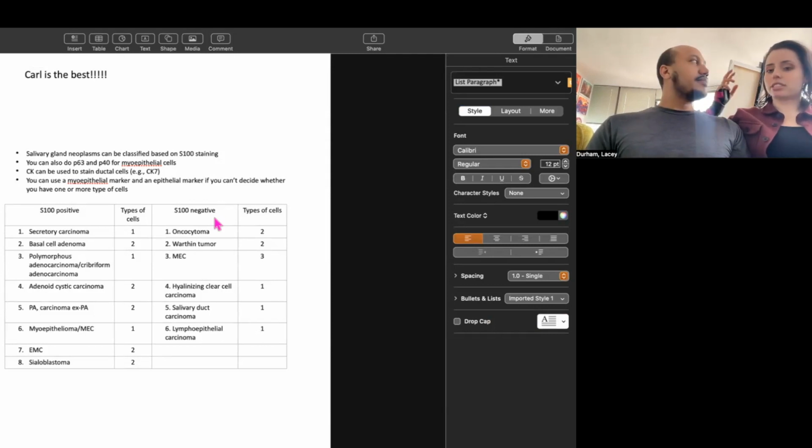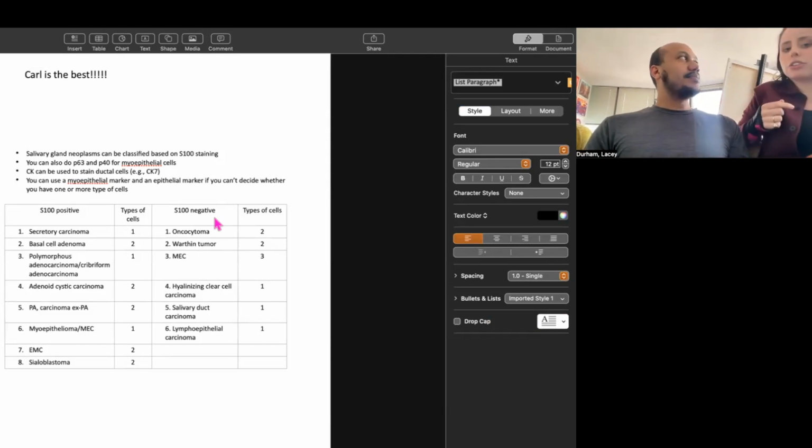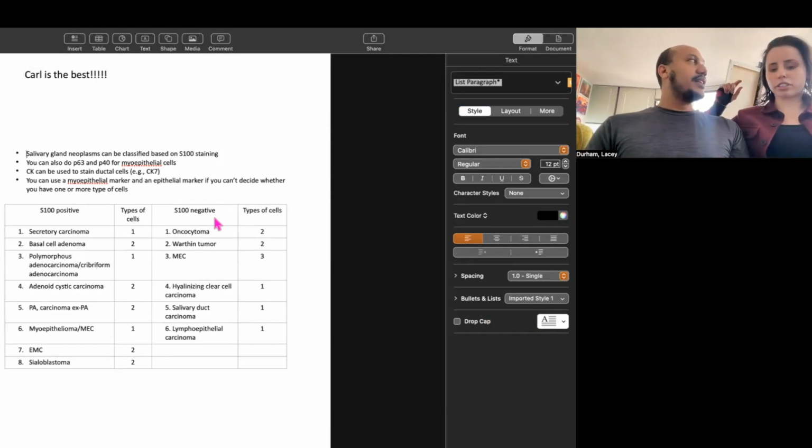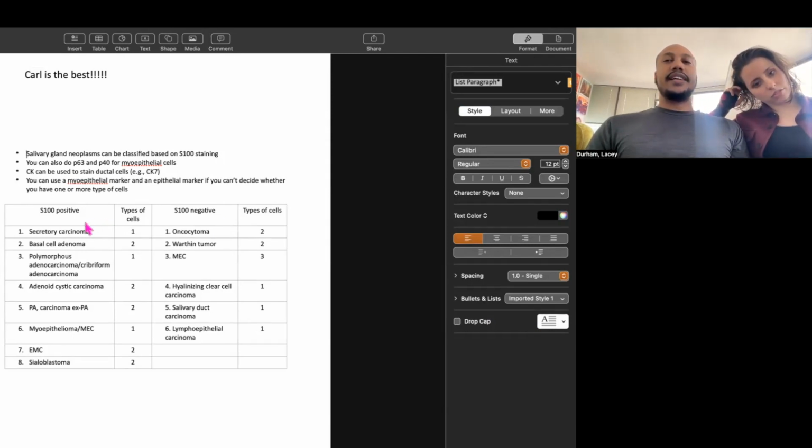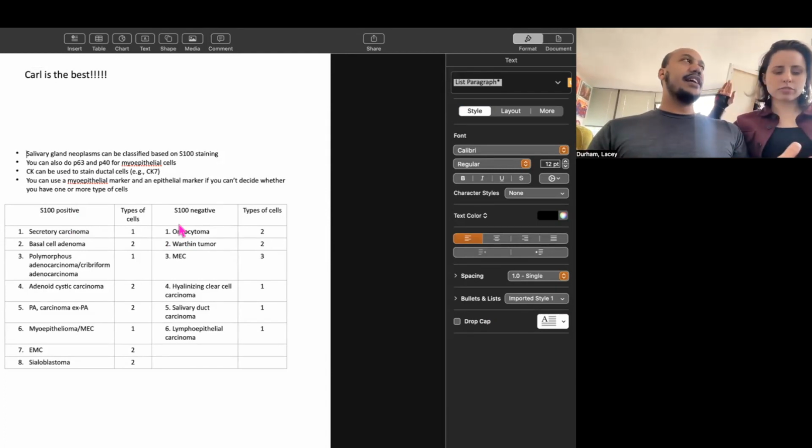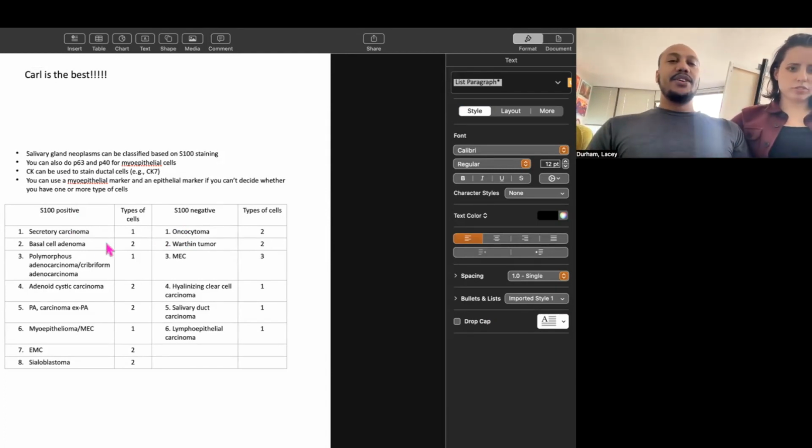Now it's making more sense, the case that you were telling me about, how you got to the S100 part of it. Yeah. Okay. Yeah, so for these lesions, you can think of salivary gland neoplasms as some of them that are S100 positive, and then some of them are S100 negative. Sure. So that's the first thing. So which ones are which? So we do have a list here.